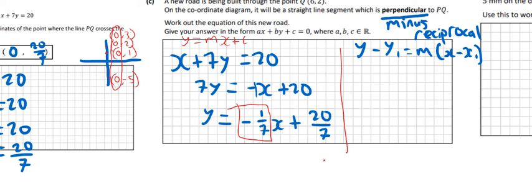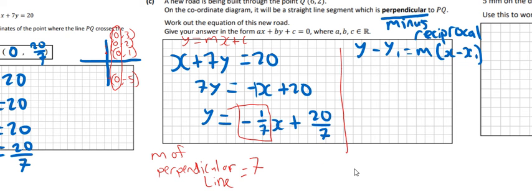And reciprocal just means that you flip. So you flip bottom onto top and top onto bottom. So you're going to flip around the 7 and the 1 there, and then we're going to get 7 over 1. So minus the reciprocal would be just 7 over 1, or 7. So m of the perpendicular line is 7.